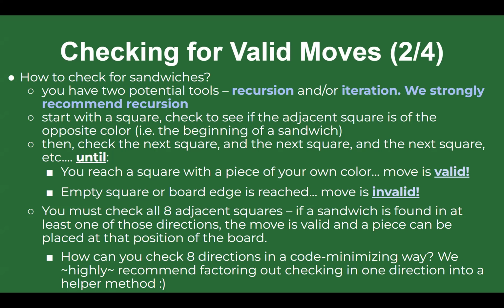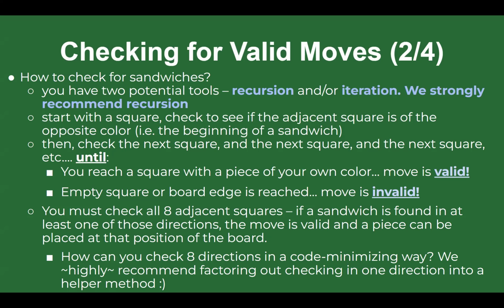Or we reach the edge of the board, or a totally empty square, which means the move is invalid, essentially. So we have to check all adjacent squares, and by extension all 8 directions that can stem out from any individual spot on the board. If a sandwich is found in at least one of those directions, the move is valid and a piece can be placed at that position on the board. Wherever we want to place our piece, we look from that spot in 8 directions, and all we're looking for is that it can make a sandwich in one of those directions, and then it's valid. So how can we do that in a code-minimizing way?